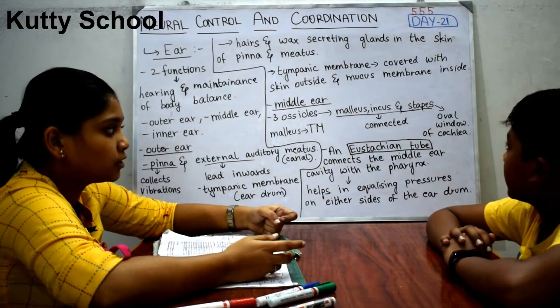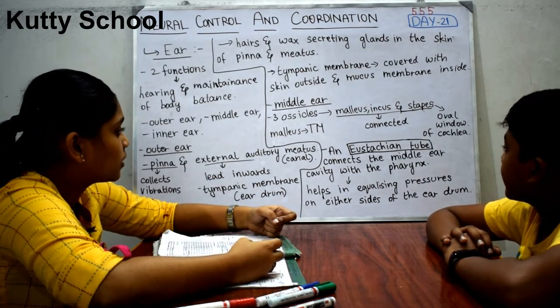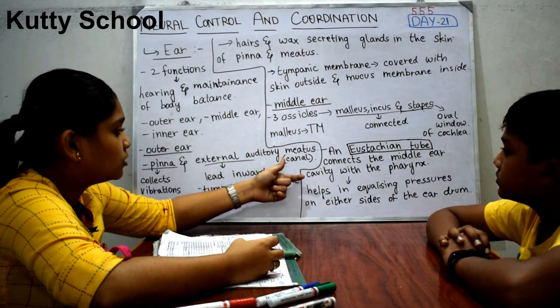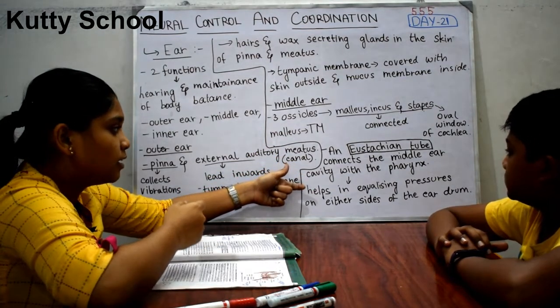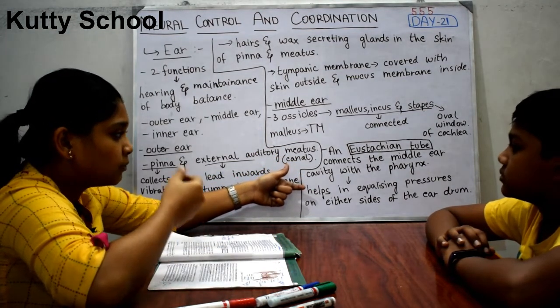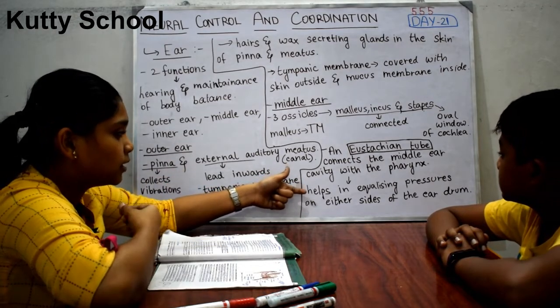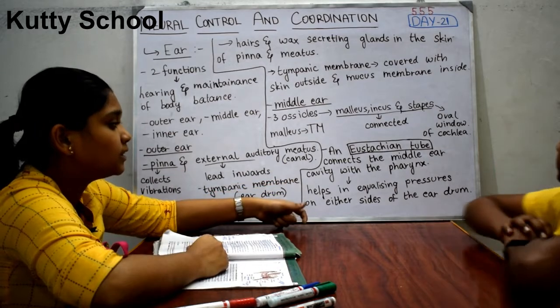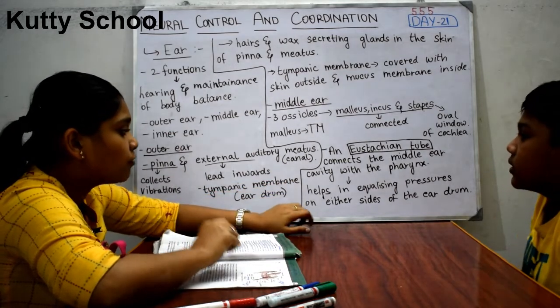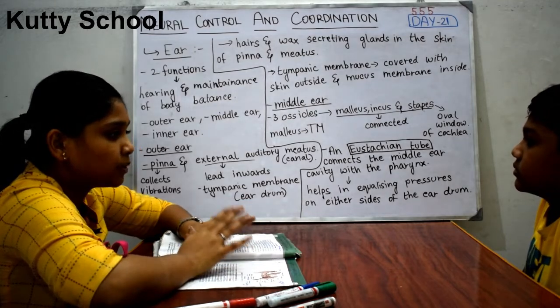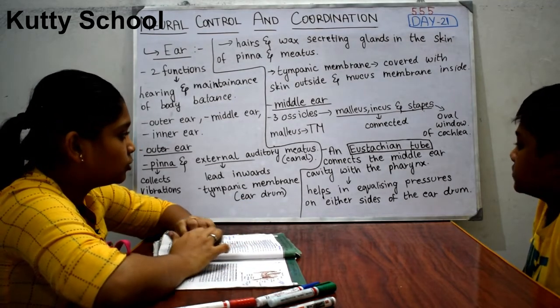The next part is known as the cochlea. The eustachian tube is a tube which connects the middle ear cavity with the pharynx. It helps in equalizing the pressure on either side of the eardrum.